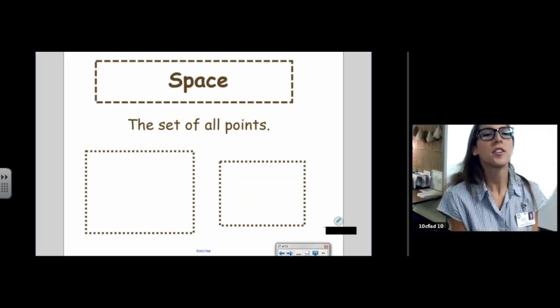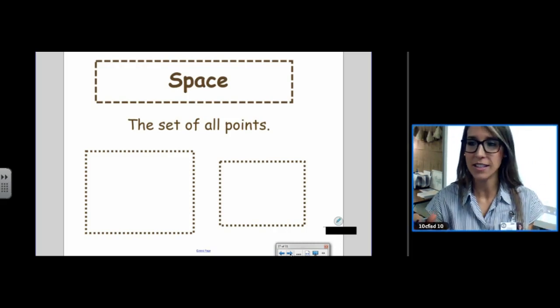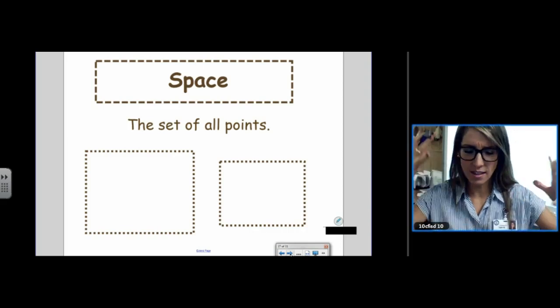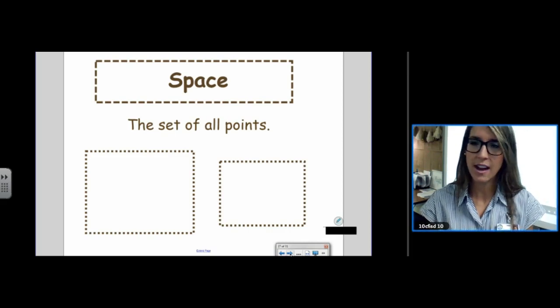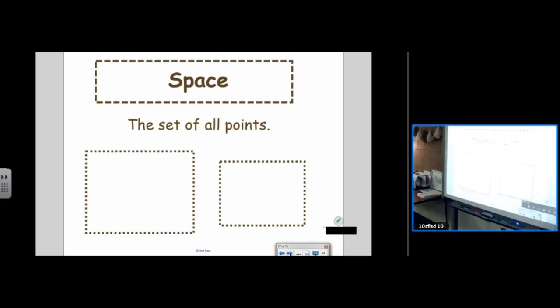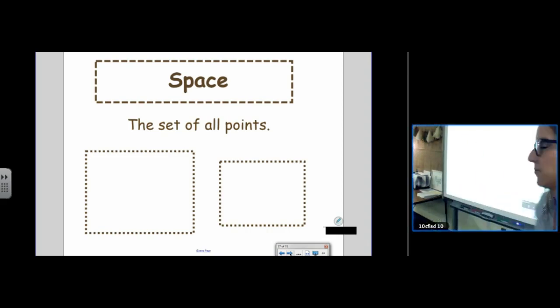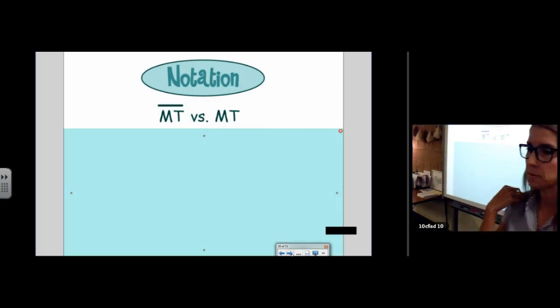The last word on your sheet has no diagram and it has no notation. You can't draw this at all. It's called space. And space is this weird thing that's really hard to grasp. It's just the set of all points that ever existed and ever will exist. It's the set of all, and I mean all, A-L-L, points.